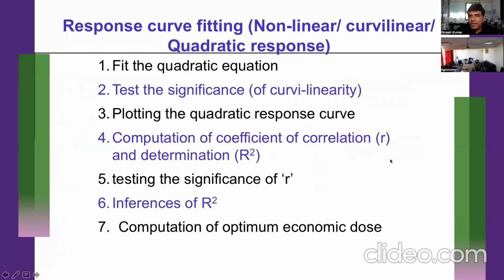Then in non-linear response curve fitting, what we need to do first is fit the quadratic equation, meaning we need to find the values of A, B, C, then test the significance of curvilinearity. In the last case also we did the F test, so here also we need to do the F test. Then plot the quadratic response curve the way we plotted the linear response curve. Then calculate the values of R and R square, in the same way. Then test the significance of the correlation coefficient and draw inferences from R and R square. And then we will compute the optimum economic dose of the fertilizer.